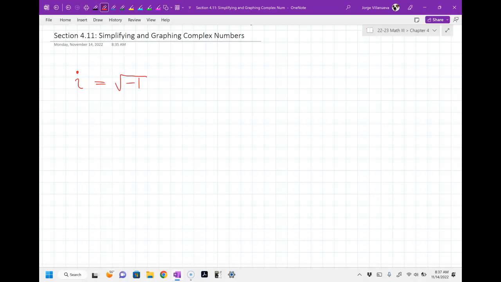Now, if you ever see i squared, let me write this down. Well, that's the square root of -1 squared. What happens to the square root when you square it? It goes away. So all we have left is -1. That means that i squared is -1. So remember those two things: i is the square root of -1, and i squared is -1.